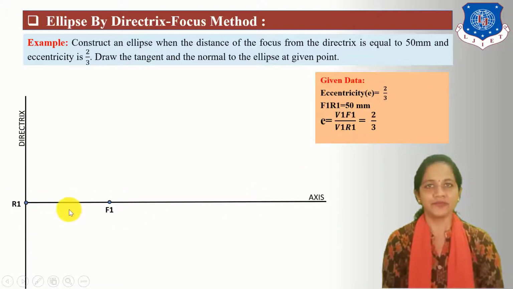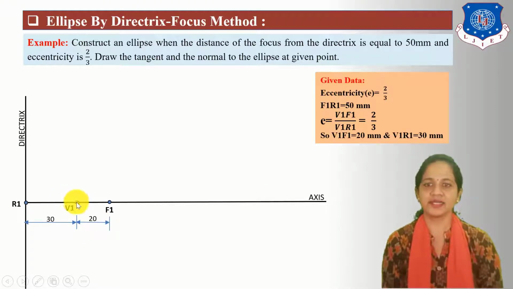So divide this 5 centimeter length into a total of 5 parts, because eccentricity is given as 2 by 3. So here one part is equal to 1 centimeter. So take 2 parts distance for V1F1 and 3 parts distance for V1R1. So locate the V1 point, taking the distance of the V1 point from F1 as 20 mm and from R1 as 30 mm, and the total distance between R1 and F1 is 50 mm.